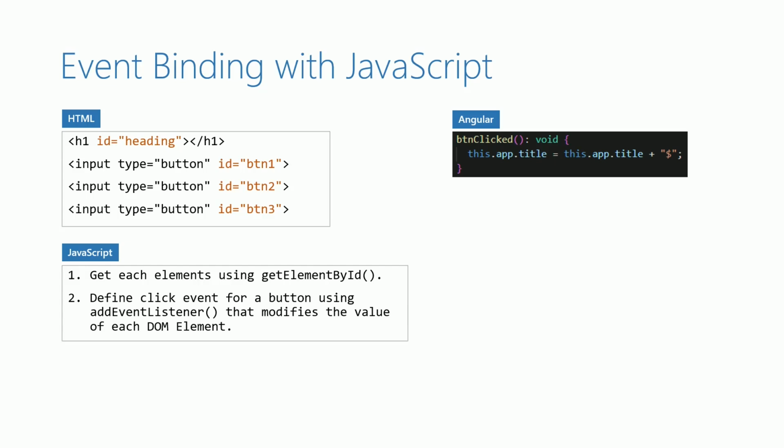With this, we are concluding our learning on event binding. From the next video onwards, we will start learning two-way data binding.